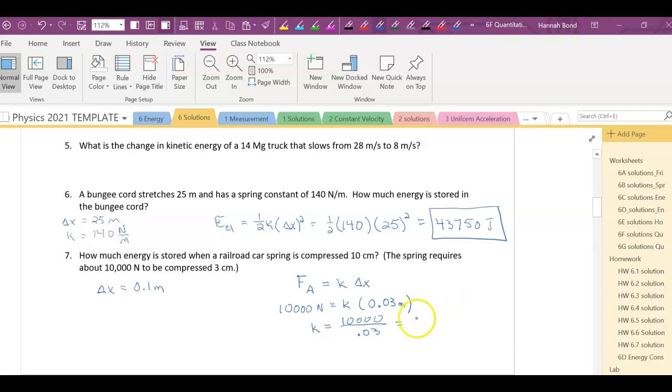And I get quite a large K, because this is for a railroad car, 333,333 newtons per meter. Okay, so now that I want to know energy stored, I'm going to use the elastic potential energy equation. The energy stored is 1/2 times that spring constant times the displacement squared.